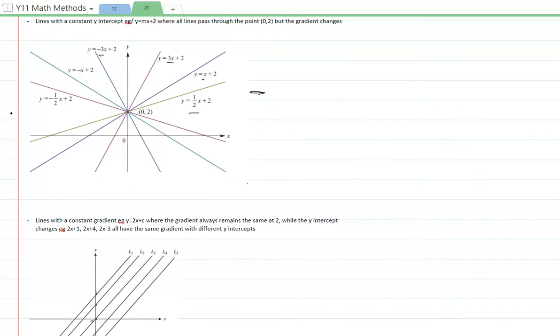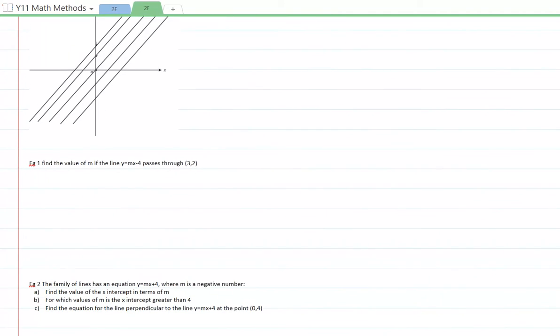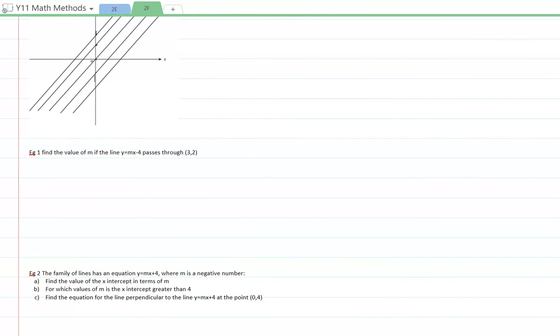So a few different types of questions can come from this kind of information. So for example 1 we have here: find the value of m if the line y equals mx plus 4 passes through the point (3, 2). So maybe you could have a go at doing this. You'd use substitution, so you could pause the video here. I'll go through it now.